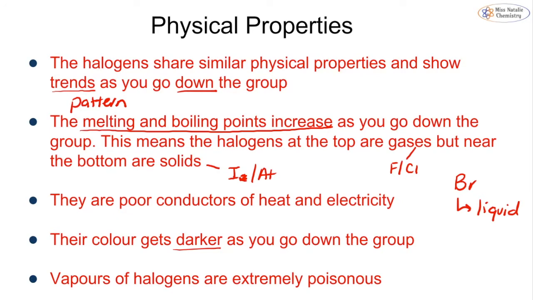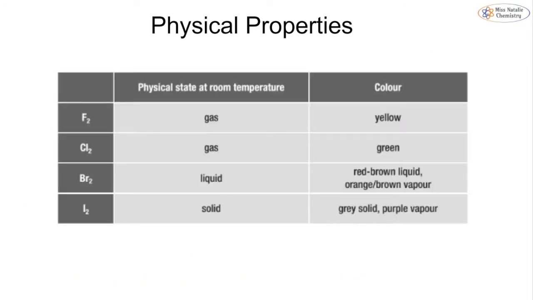And most importantly, the vapours of the halogens are extremely poisonous. So you do not ever want to be breathing in any of the vapours of the halogens because they are very poisonous. So we can see that fluorine and chlorine are our gases, and bromine is our liquid and iodine is our solid, and that is to do with the melting and the boiling point increase.